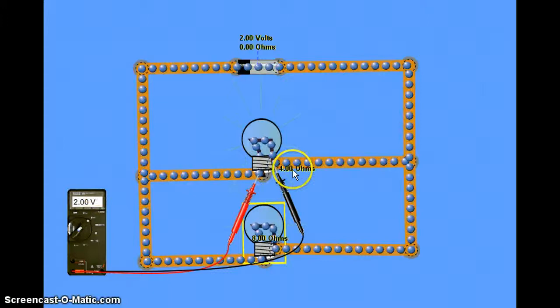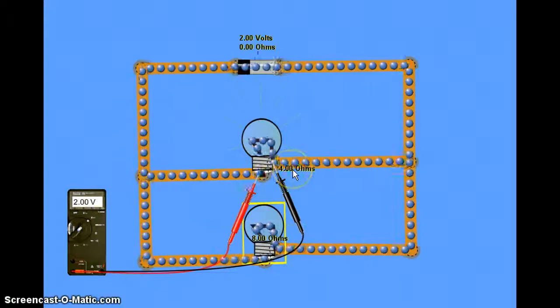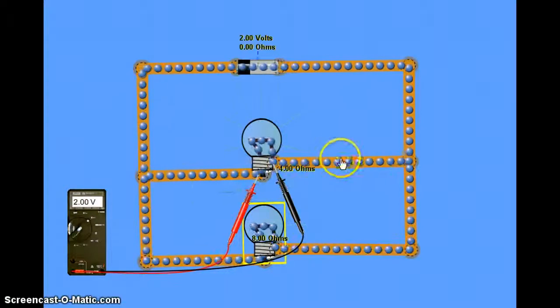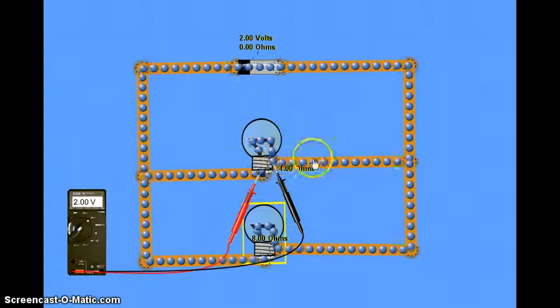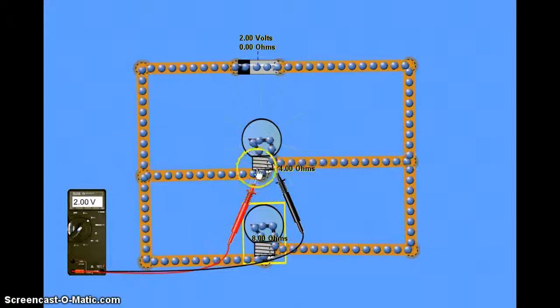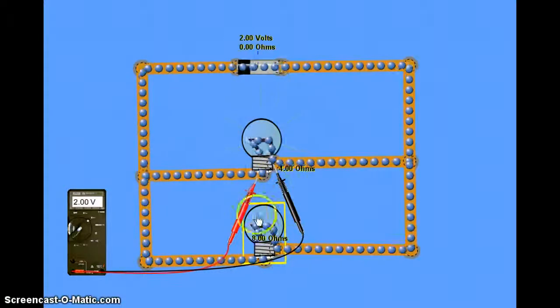And it's independent of the fact that this is a 4 ohm resistor, because voltage has to do with the energy that the charges are bringing, and they're just coming through this one, dropping all their energy there, and then going back to the battery.